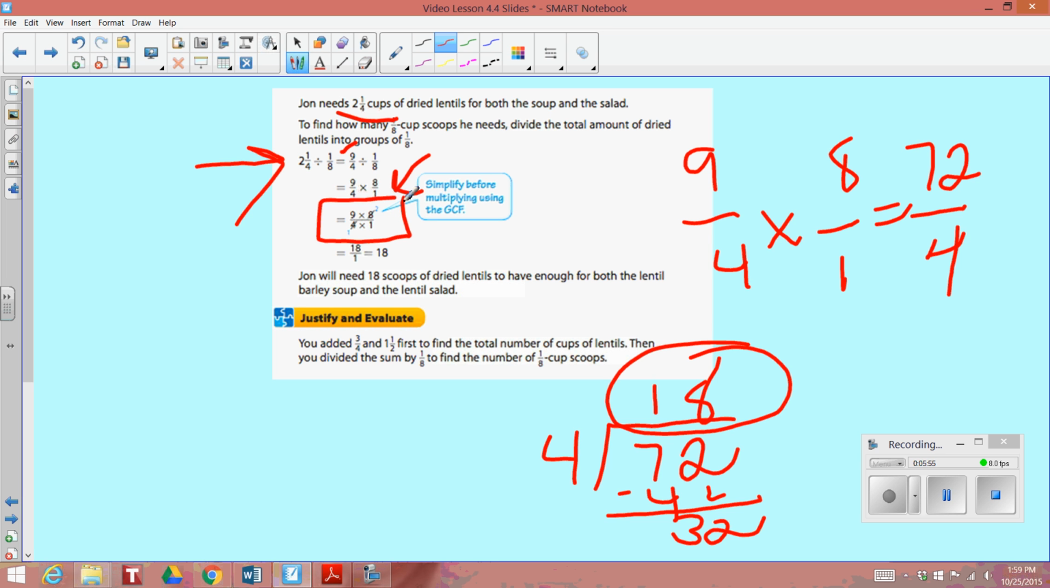So John will need 18 scoops of dry lentils to have enough for both the lentil soup and the lentil salad. Okay? So what were the steps that you just took to answer that? You added 3/4 and 1 1/2 first to find the total number of cups. Then you divided that sum by 1/8 to find the number of scoops, because the scoop was the size of 1/8.